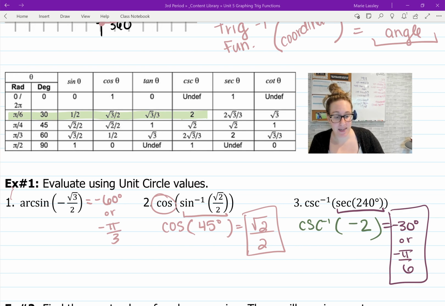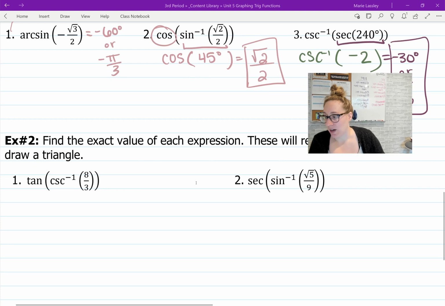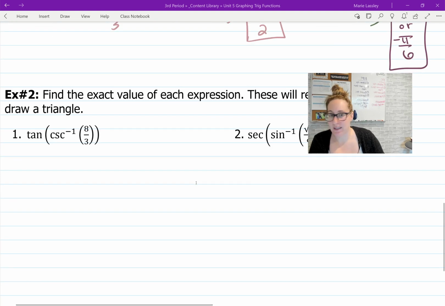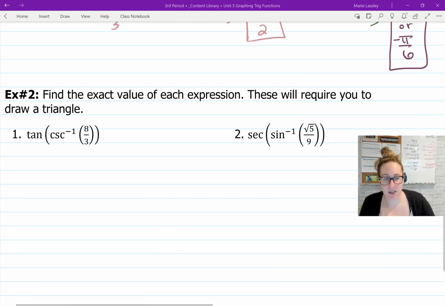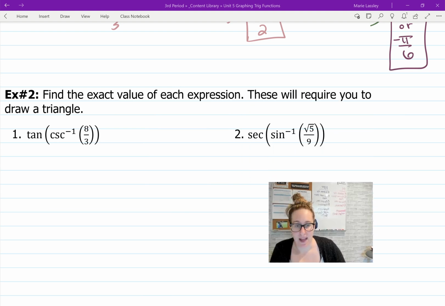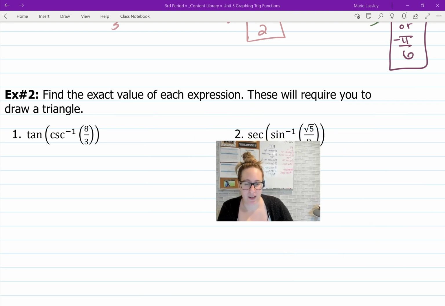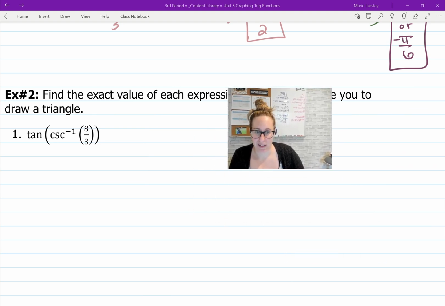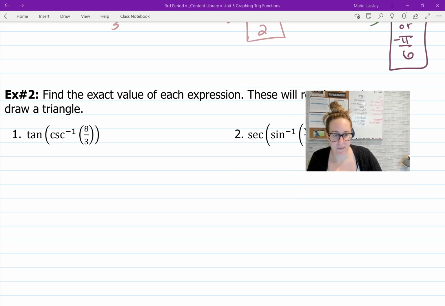Now the last piece is inverses when you're not on the unit circle. We're only going to do one of these just for the sake of time. I'm just going to do number 1 in the video, and I'll fill out number 2 in the notes if you want to go back and look at it. It's the same technique.